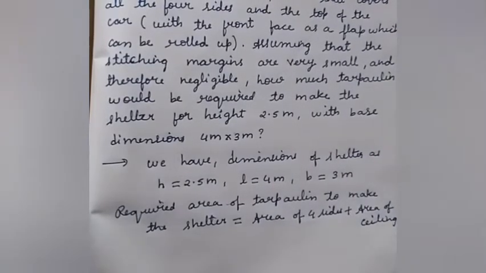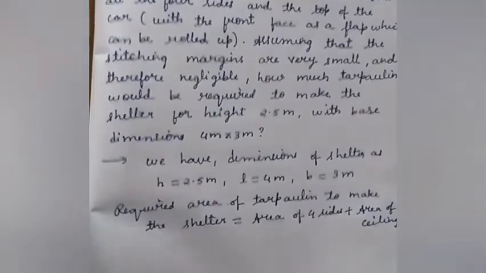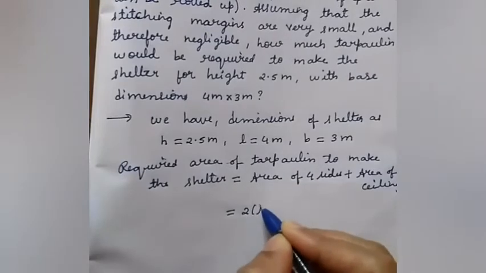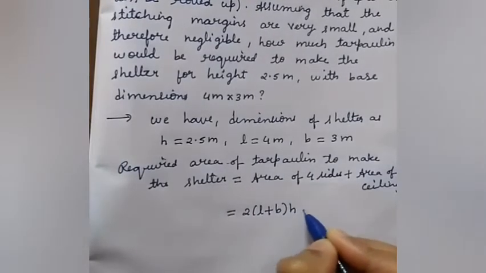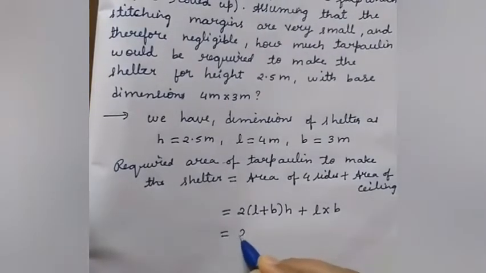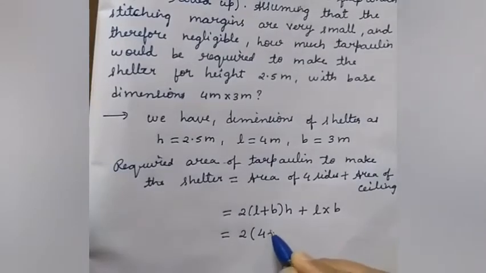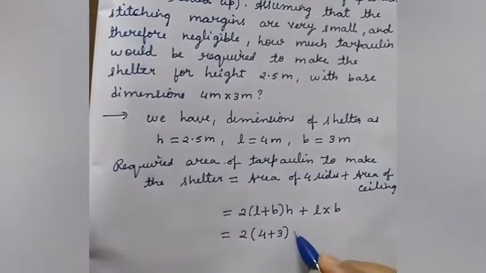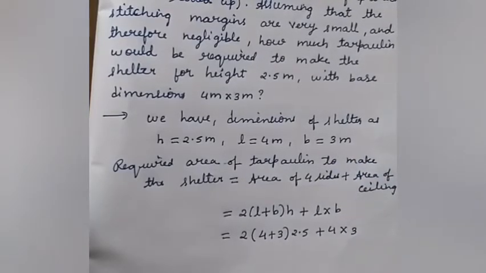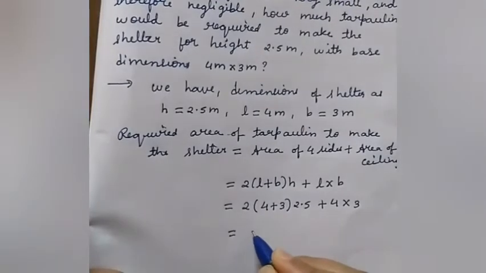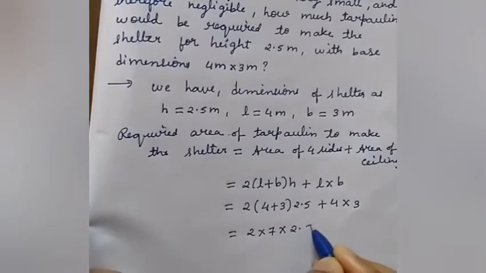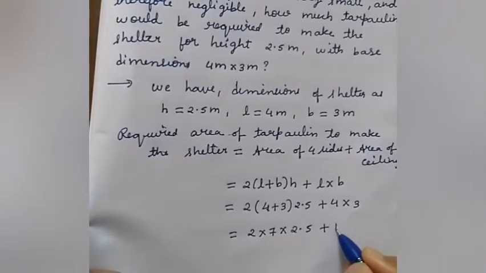Area of the ceiling of the car. Area of the 4 sides, which means the lateral surface area, is given by 2 times length plus breadth into height, plus area of the ceiling is length into breadth. That is equal to 2 times length given is 4 plus breadth given is 3, height given is 2.5, plus length 4 into breadth 3, which is equal to 2 into 4 plus 3 is 7 into 2.5 plus 4 into 3 is 12.